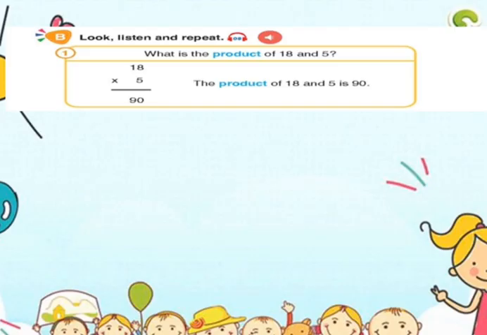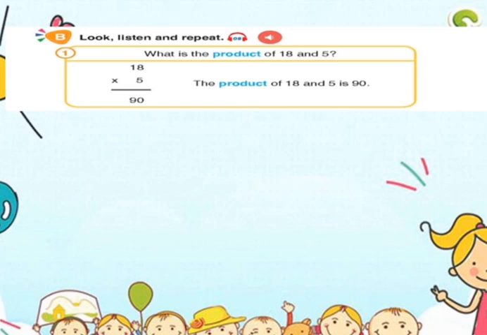Now repeat. What is the product of 18 and 5? Can you repeat it? What is the product? Repeat. What is the product? Now let's say the sentence all together. What is the product of 18 and 5? Can you say the full sentence?